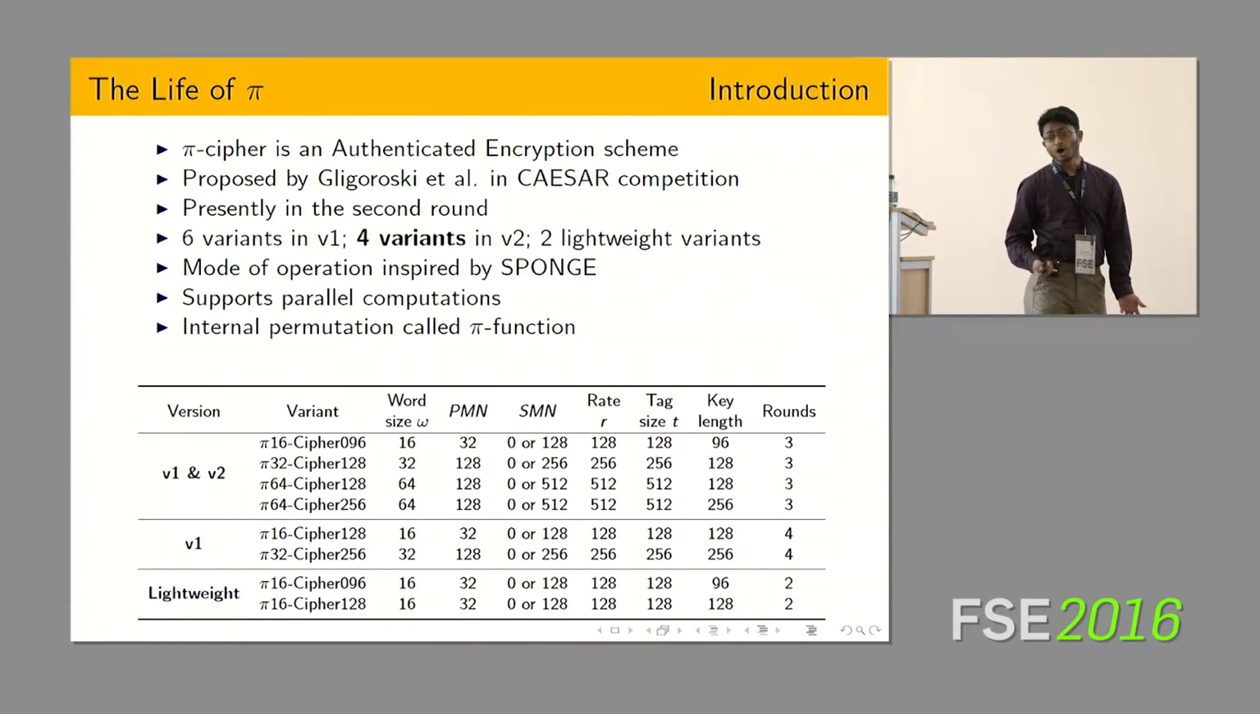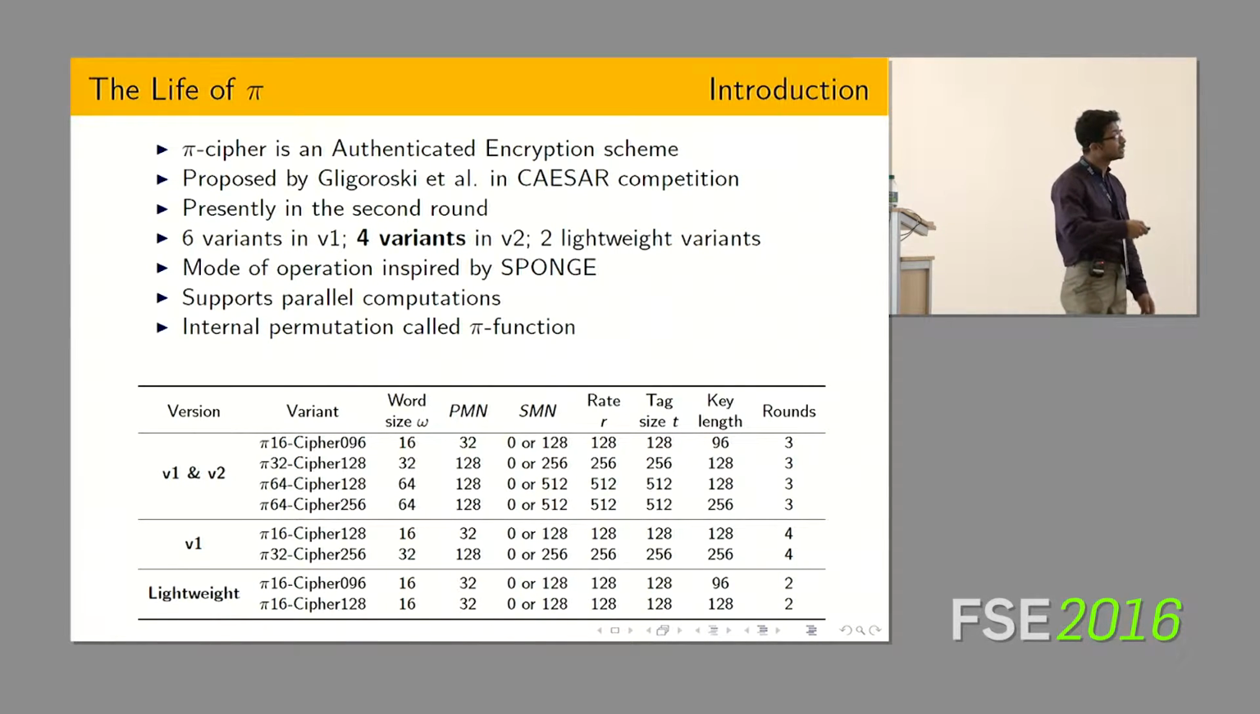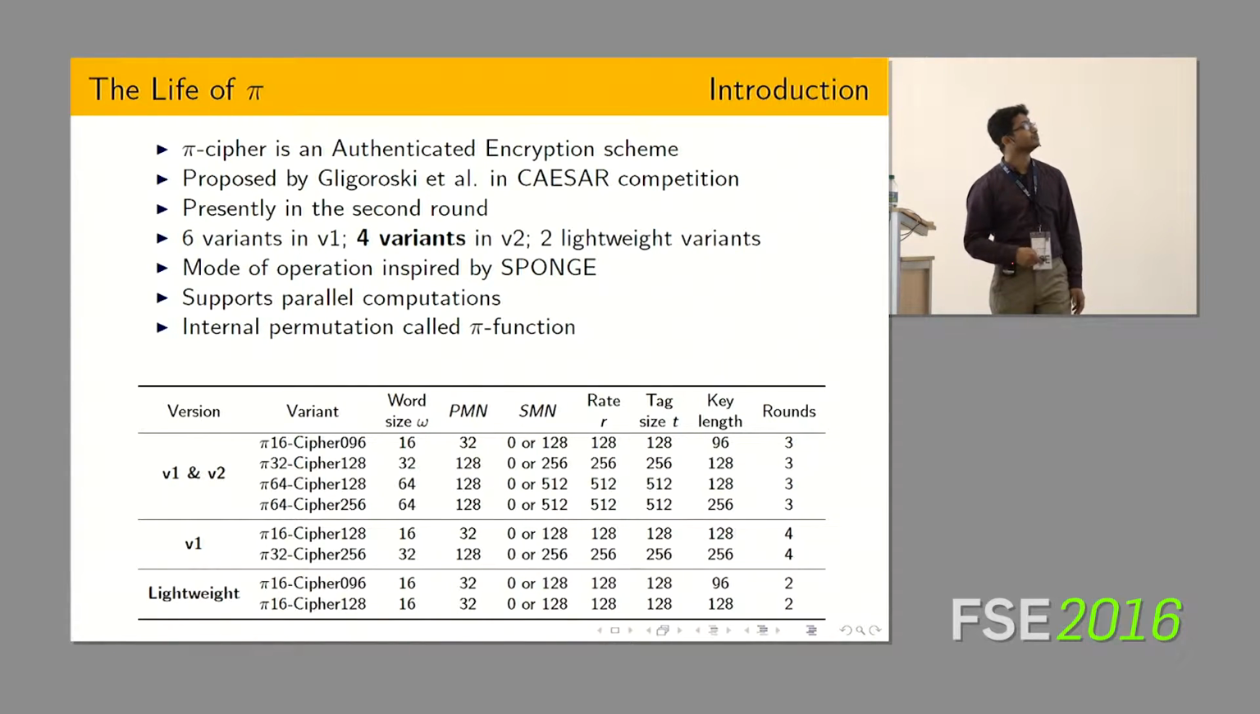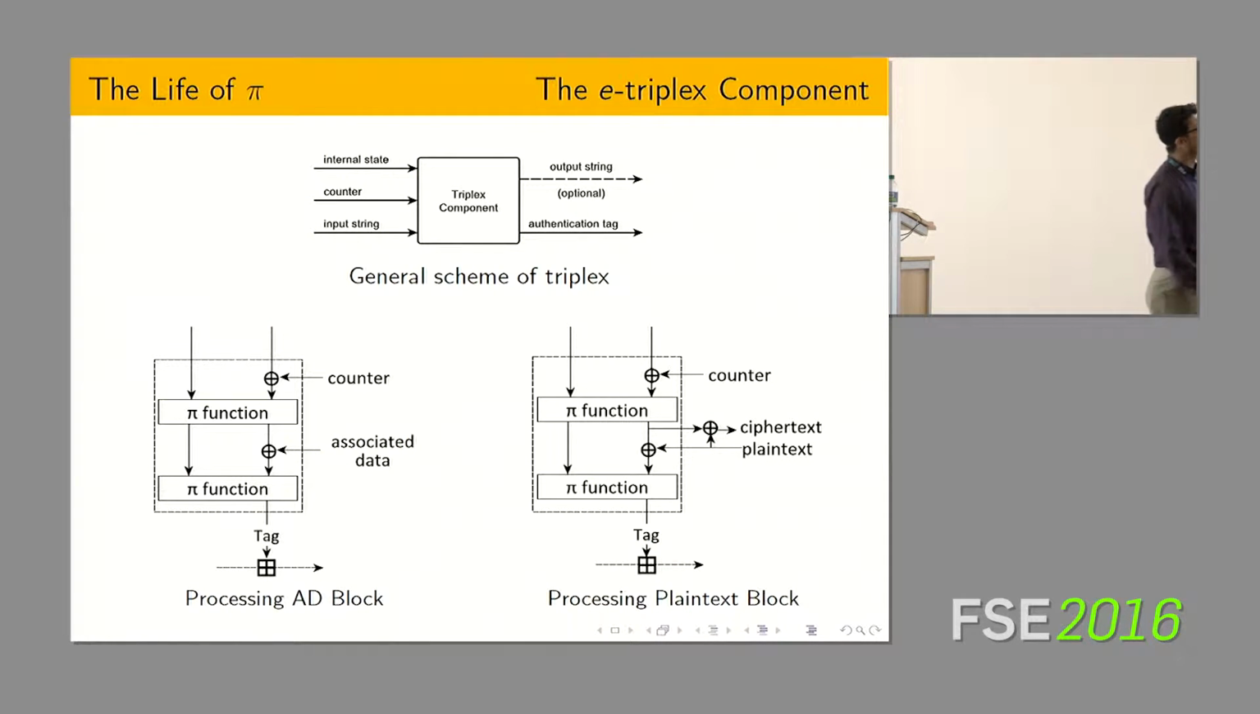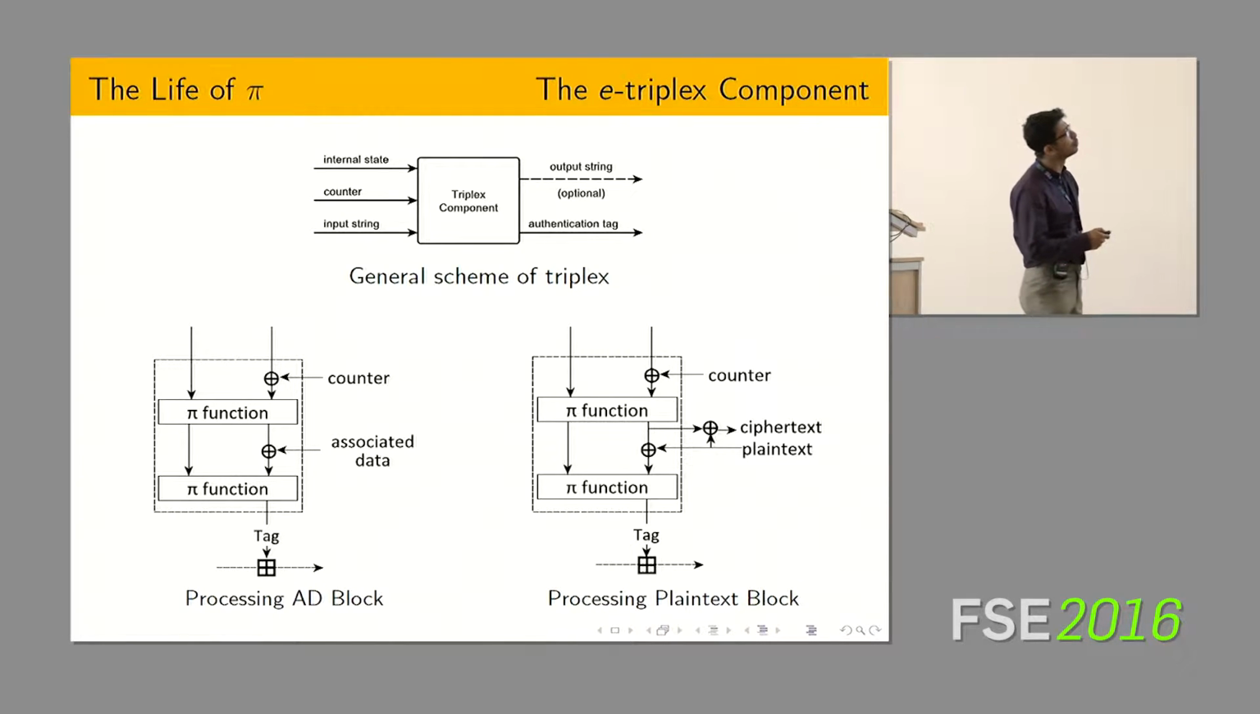In terms of the nonce, it uses a combination of the PMN, the public message number, and the secret message number, the SMN, to instantiate the nonce. One important thing is that it allows the SMN size to be 0, so just remember that.